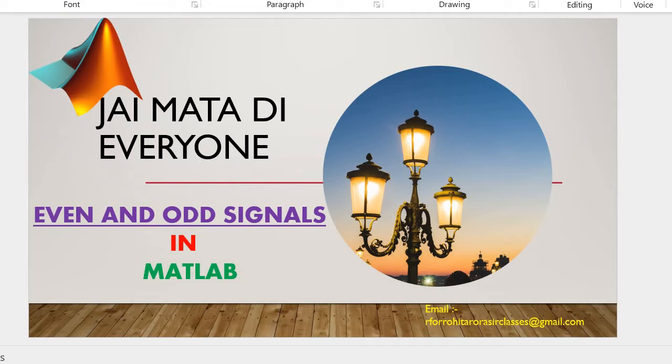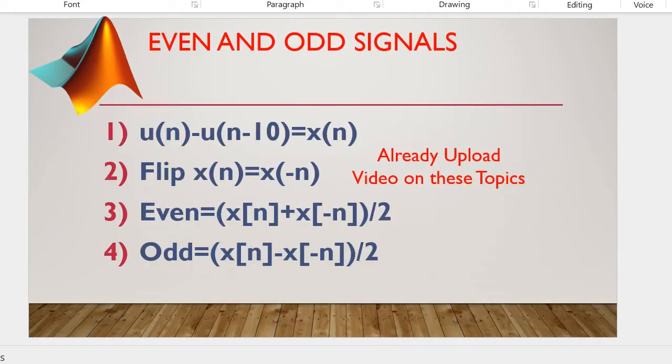Today's topic is even and odd signals in MATLAB. Now, in this case, I will discuss with you the signal I will take, that is u of n minus u of n minus 10. That is our input signal and I denoted it by x of n.